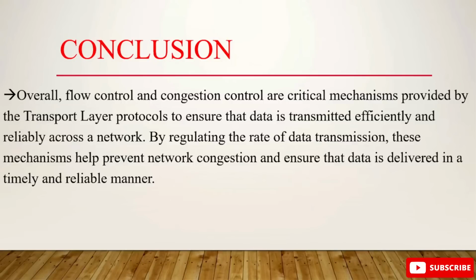Overall, flow control and congestion control are critical mechanisms provided by the transport layer protocols to ensure that data is transmitted effectively and reliably across a network. By regulating the rate of data transmission, these mechanisms help prevent network congestion and ensure that data is delivered in a timely and reliable manner.